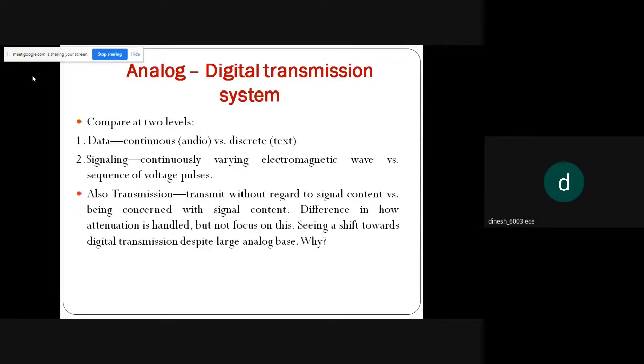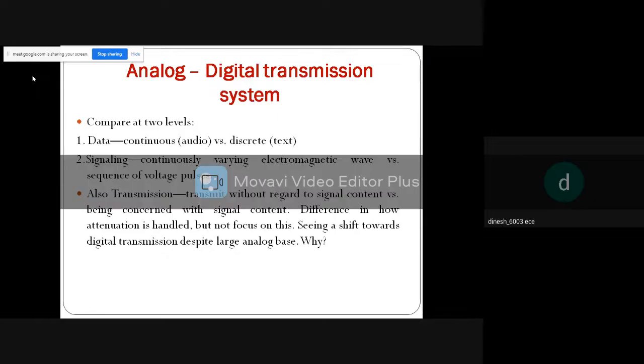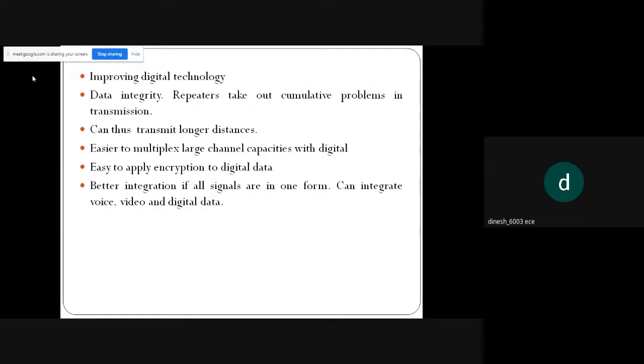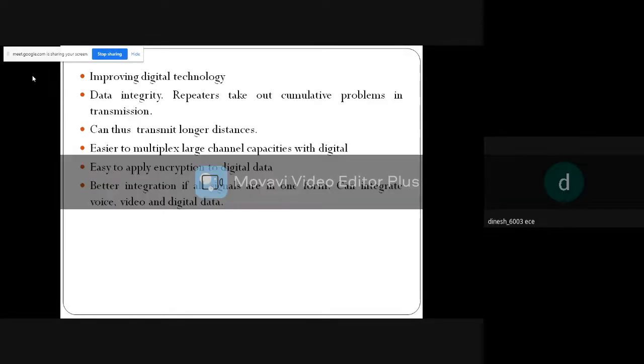In transmission, we need to see the difference in how attenuation is handled, and why there is a shift towards digital transmission despite the larger analog base. The shift from analog to digital transmission is meant for improving data integrity. Repeaters take out the cumulative problems that occur in transmission. Thus, the signals will travel further with the same available bandwidth over longer distances.